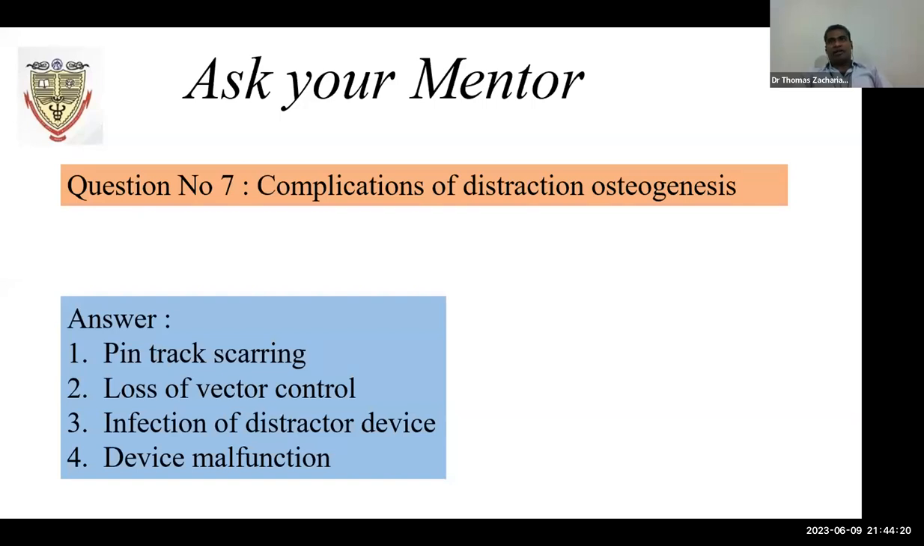You will not distract. It won't distract anymore. It'll stop distracting, and then it will be suboptimal and will start consolidating. That is like a premature, the distraction would fail. You will not achieve the intended planned lengthening. So that would be a device malfunction, where there is early consolidation. So rest pretty much, I think Dr. Sushmitha has very elaborately explained.